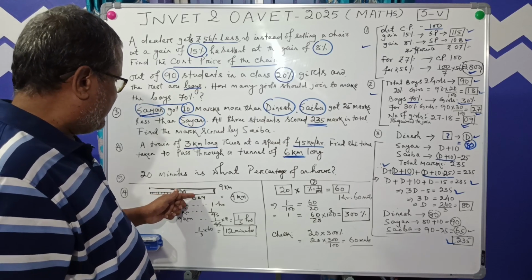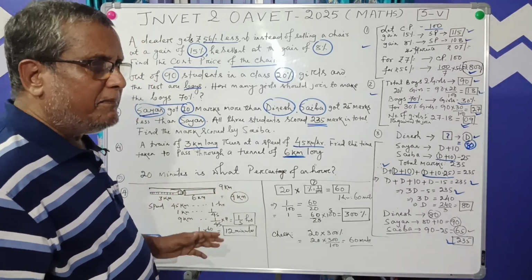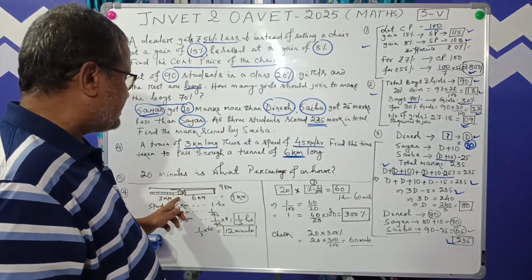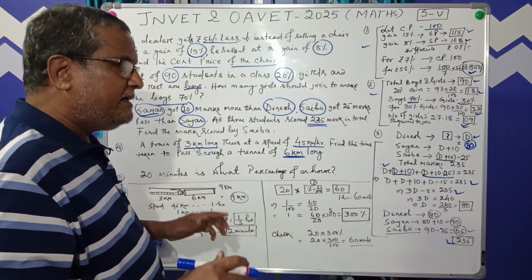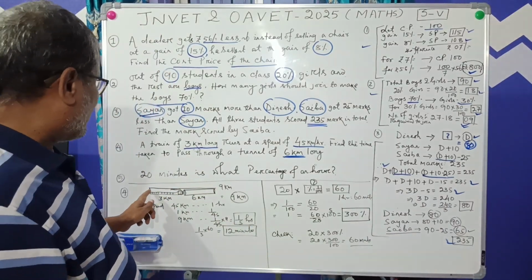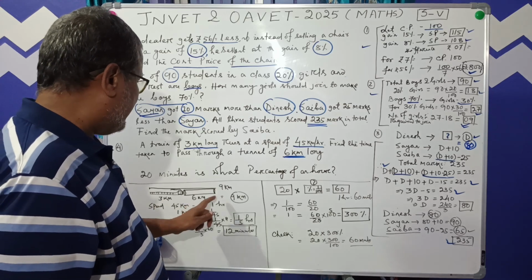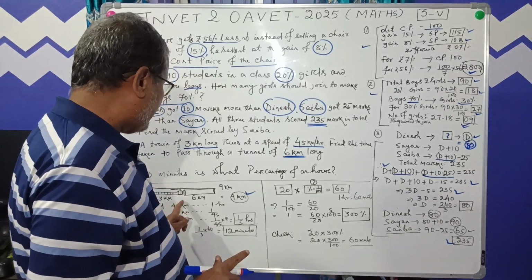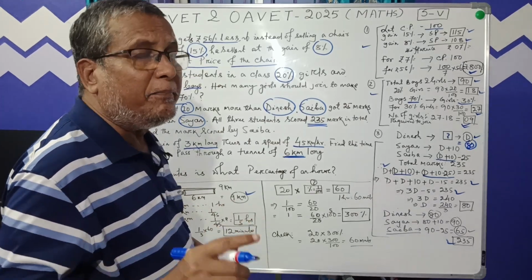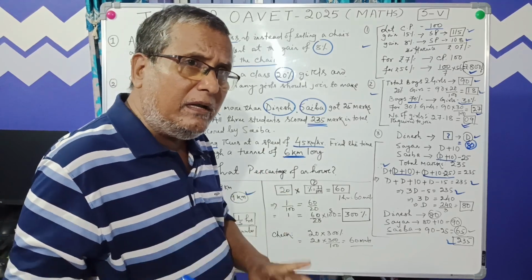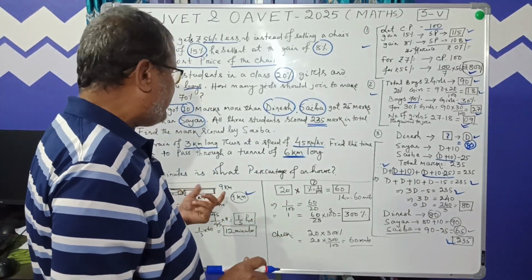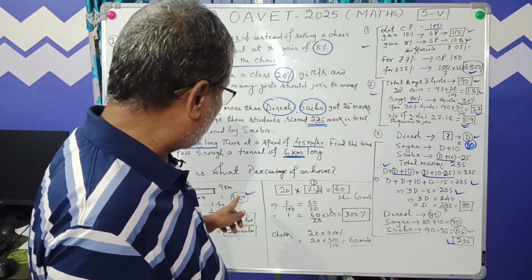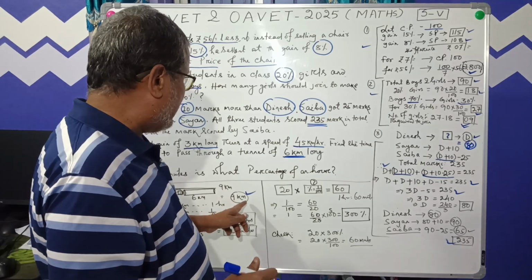Now, the train will pass through the tunnel, means the train has to cover the distance of the tunnel and its own length. Okay, so total length is 3 km plus 6 km, 9 kilometers. Means the train has to cover the distance of 9 kilometers. Had it been a pole, it would have been only the length of the train. But here there is a tunnel of 6 kilometers long. So the train has to pass through 9 kilometers.